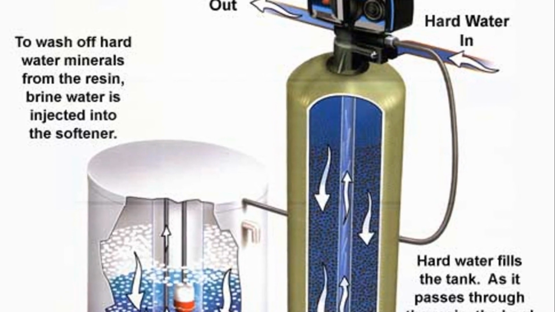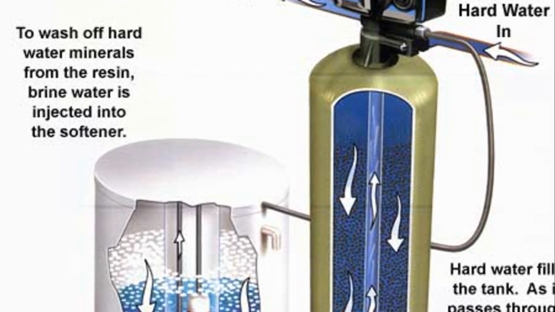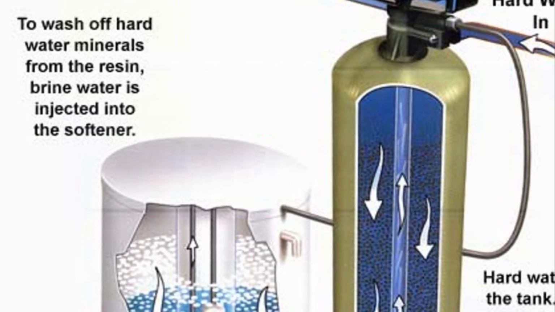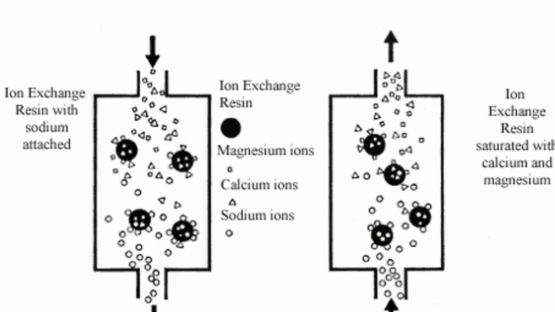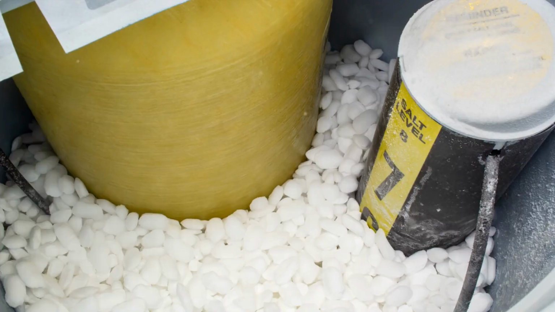What is a resin tank? The resin tank is where incoming hard water passes through the ion exchange resin. These resin beads swap the calcium and magnesium in the water for the sodium or potassium they're holding. This swapping of ions softens the water, and it's the beads in the tank that make it happen.